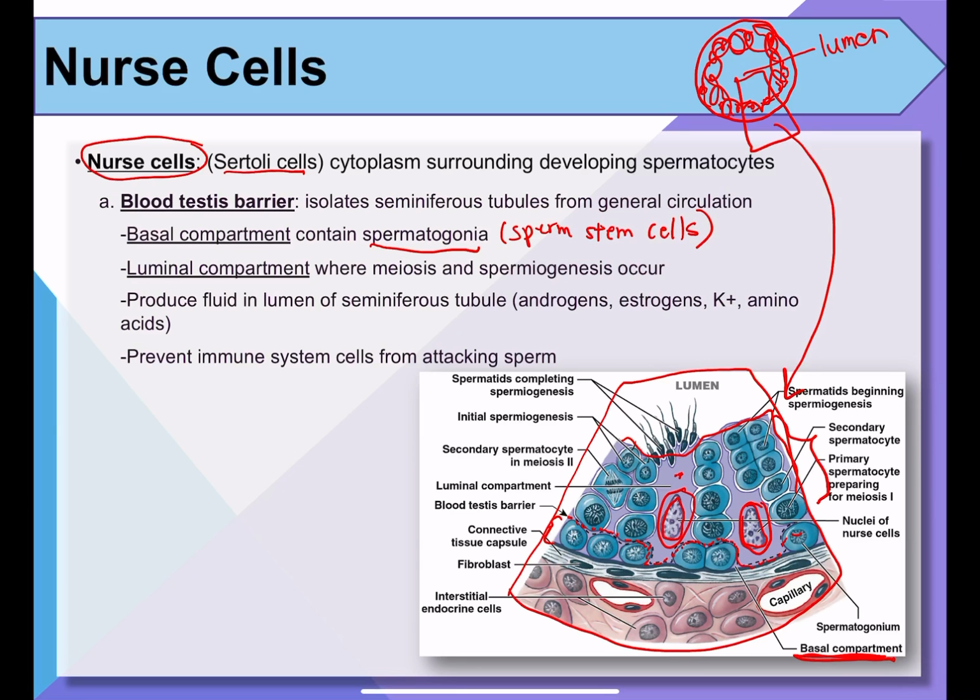Now, the other important role of nurse cells is to produce fluid in the lumen. Remember, the lumen is not just an empty space with air. There's actually fluid within there to push and propel the sperm along, or else the sperm will never get to their destination. They need fluid to be able to move.